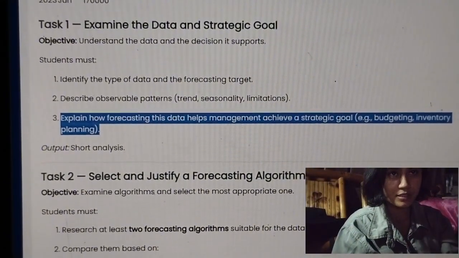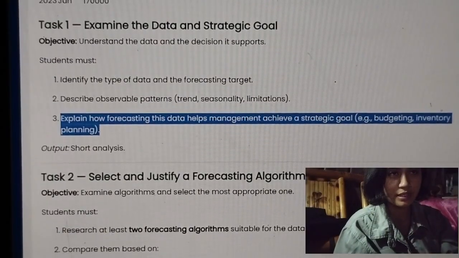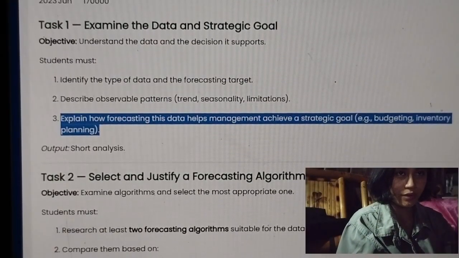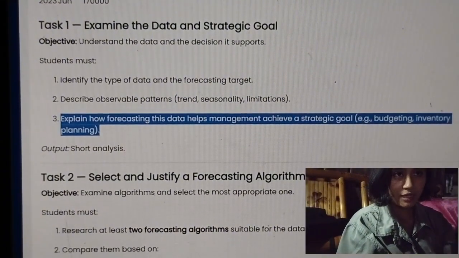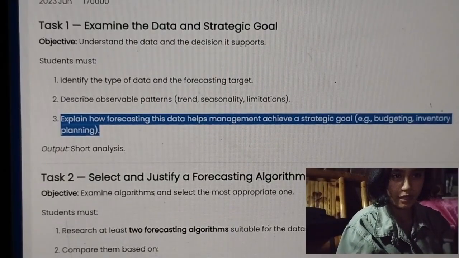In summary, for task 1, the dataset is time series data with sales amount as the forecasting target. Despite limitations, the data provides valuable insights that support strategic planning and decision making.